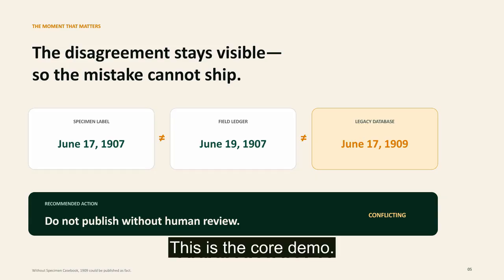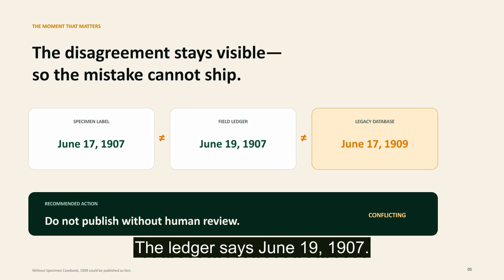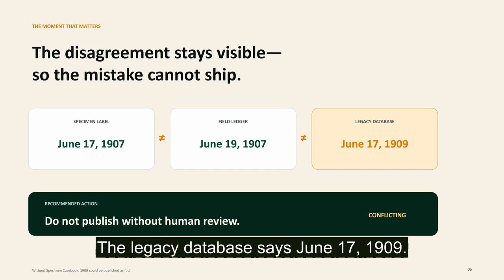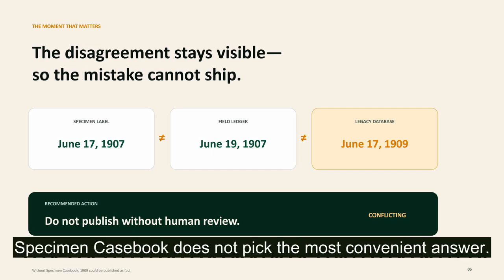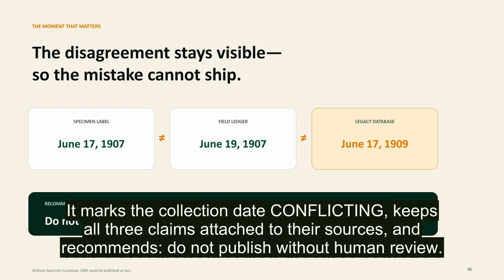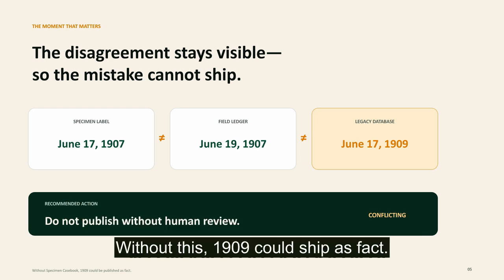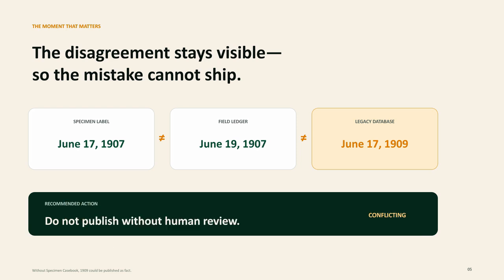This is the core demo. The label says June 17, 1907. The ledger says June 19, 1907. The legacy database says June 17, 1909. Specimen Casebook does not pick the most convenient answer. It marks the collection date conflicting, keeps all three claims attached to their sources, and recommends, do not publish without human review. Without this, 1909 could ship as fact.